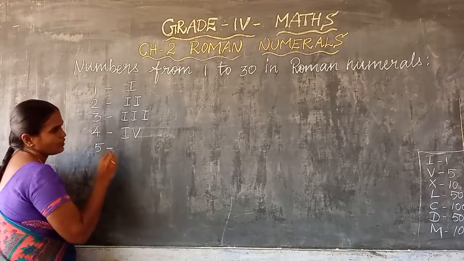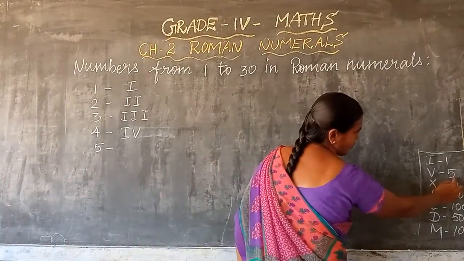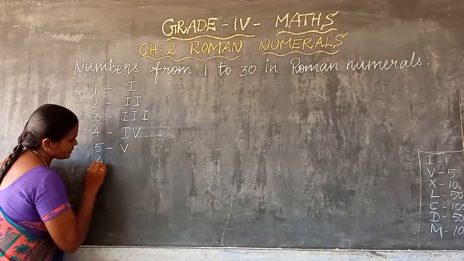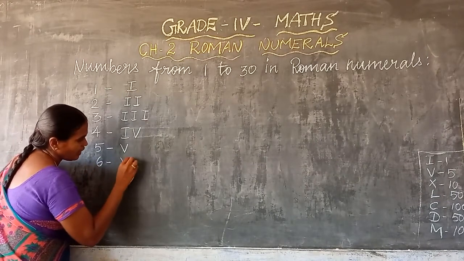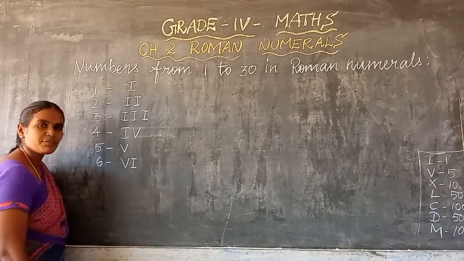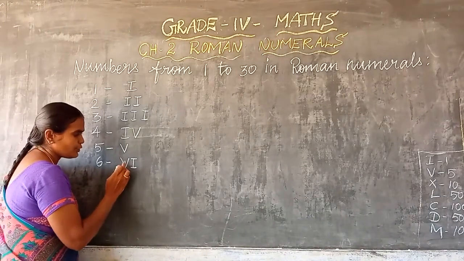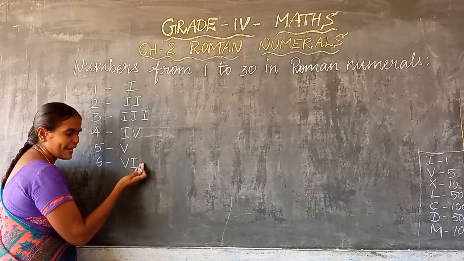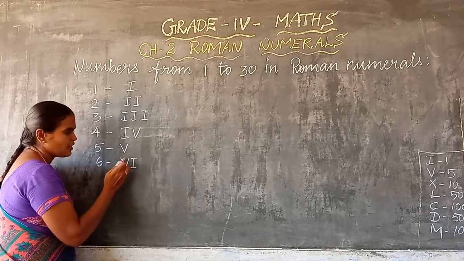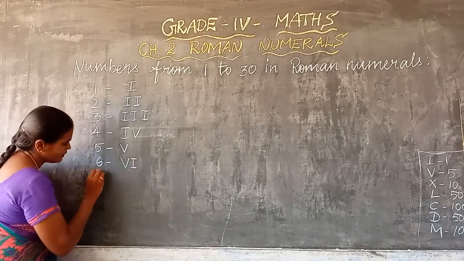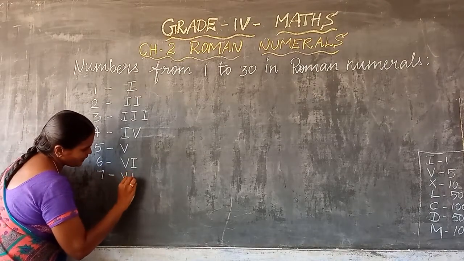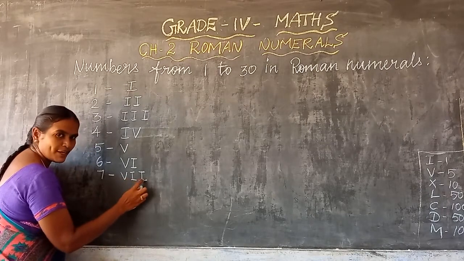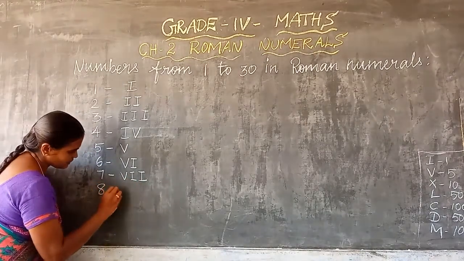5 means V. 6 means VI. V value 5, I value 1. So greater number, right side small number means addition. 5 plus 1, 6. 7 is VII: 5 plus 1, 6, 6 plus 1, 7. 8 is VIII.